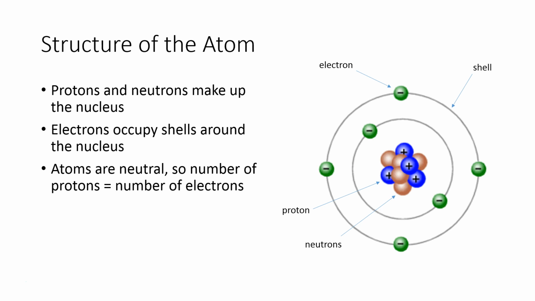Take a second to copy the diagram and the labels into your notebooks. Again, take note, the protons and the neutrons are lumped together to make up the nucleus, and the electrons are arranged in shells around the outside of the nucleus. It takes a combination of the nucleus and those shells of electrons to build the atom as a whole.